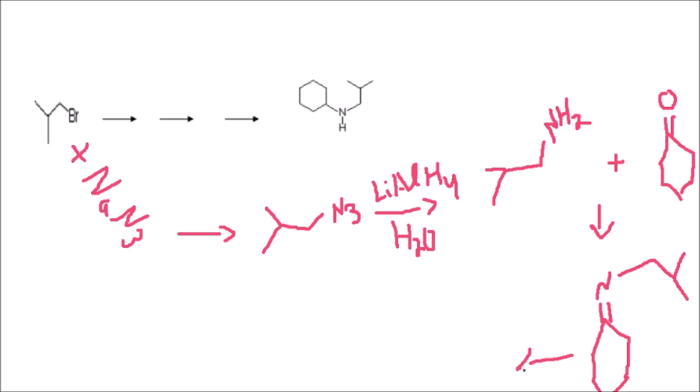And then all we have to do is to reduce this double bond, which puts hydrogen here and hydrogen here. So we can finally get the compound of our choice. Okay, so this is how you do it.